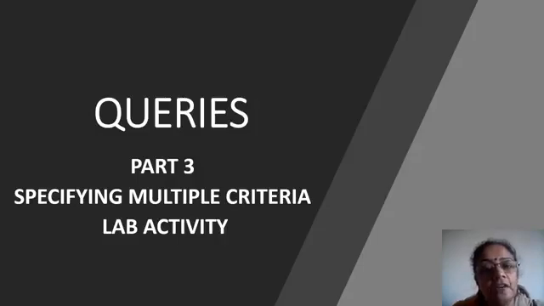In today's class, we are going to learn how to specify multiple criteria in the same table. For example, I want to give conditions in such a way that I need two different fields with two different conditions. If I want to specify multiple conditions and get data from the particular table, then how to do that we are going to learn in today's class.